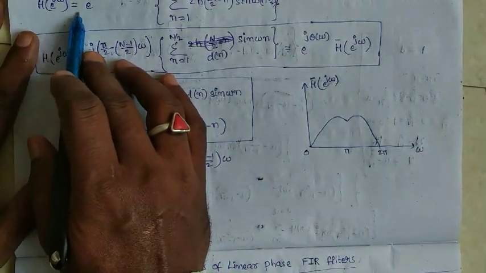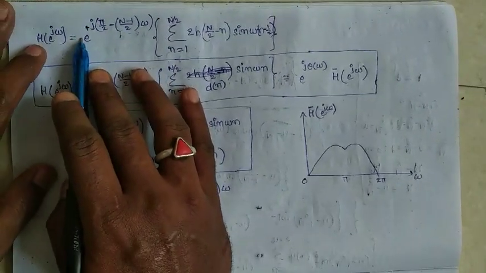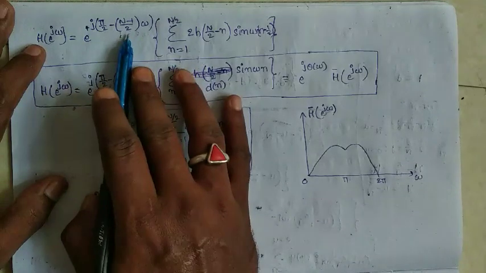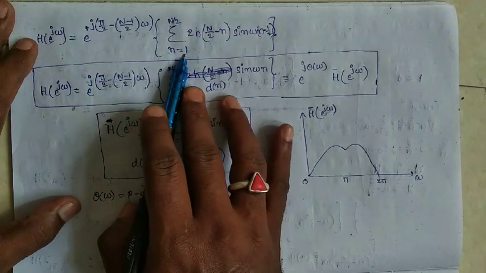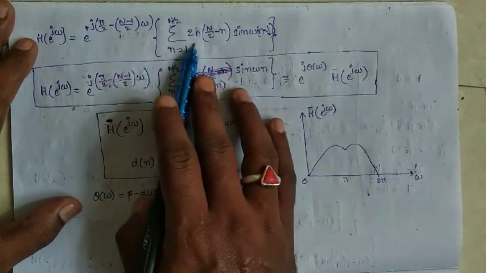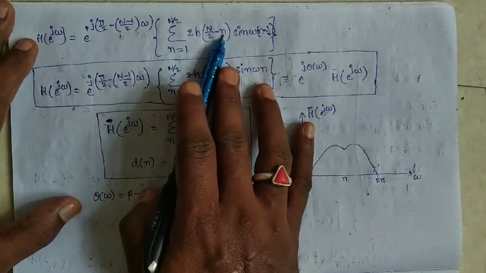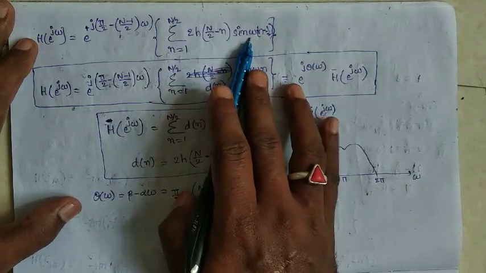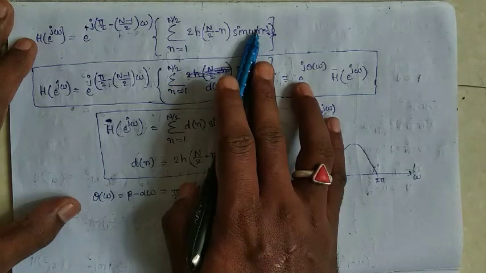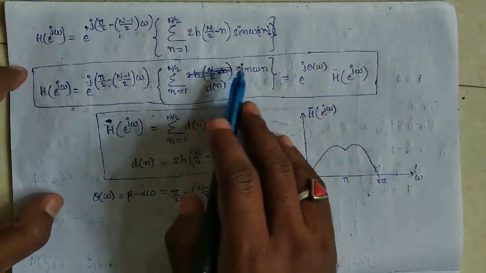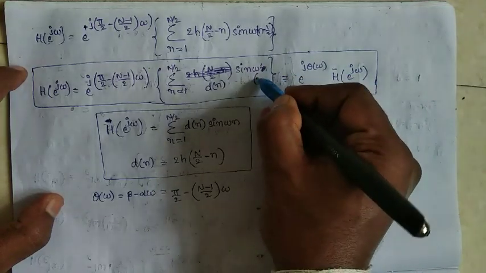Here H(e^jω) is equal to e^j(π/2 minus (N minus 1)/2 ω) times the summation. We are replacing p by n. Here n is equal to 1 to N/2, 2 into h(N/2 minus p), we are replacing p by n here, sin ω(p minus 1/2). We are replacing p by n, here n minus 1/2. Here also n minus 1/2, not n.